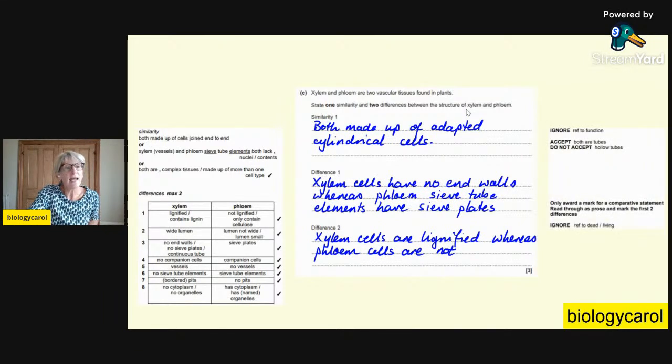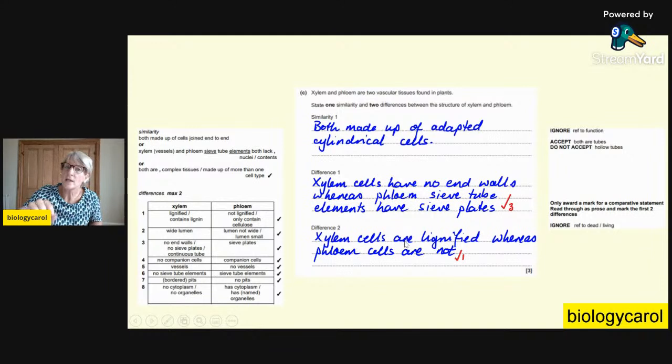I didn't get mark 0.1 because I didn't say that these cylindrical cells were positioned or joined end to end. I was kind of thinking in my mind, oh, this makes up a continuous tube, but I didn't actually say it, so I didn't give myself that mark. So I got mark 0.3 down here, and I got mark 0.1 about the lignin. Of course, there were many other comparisons that you could have made.